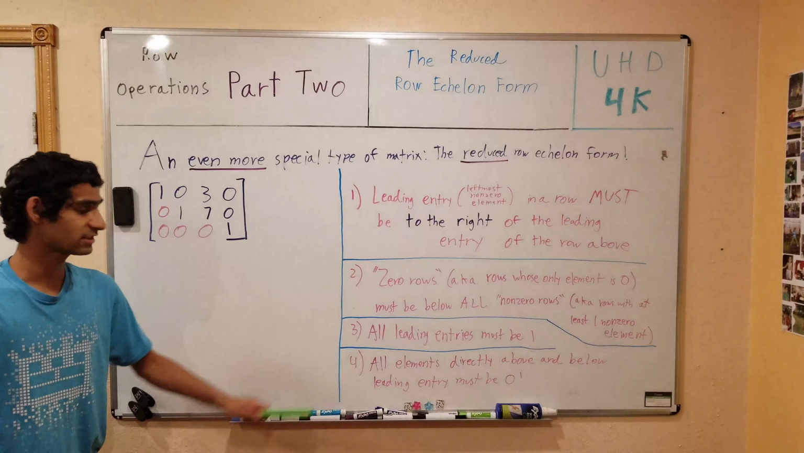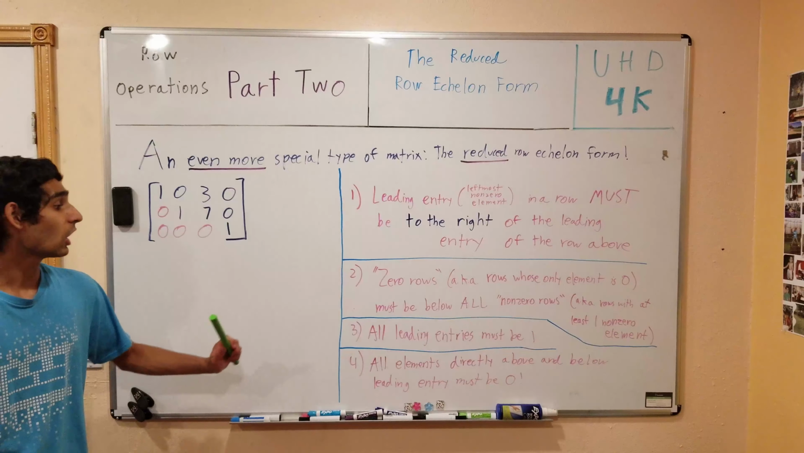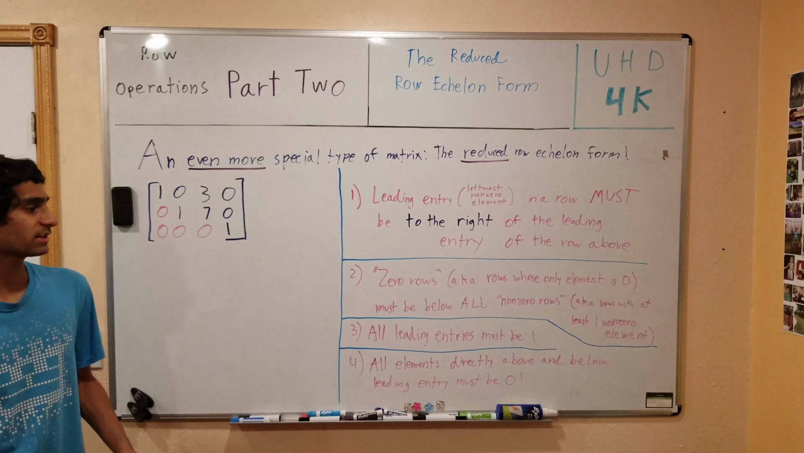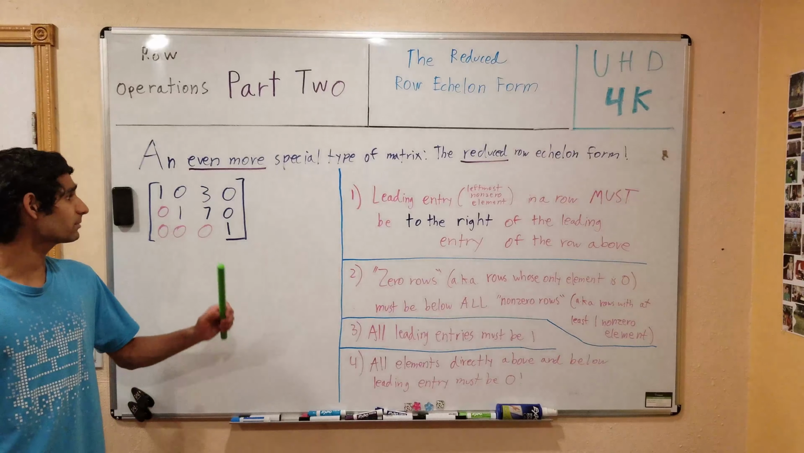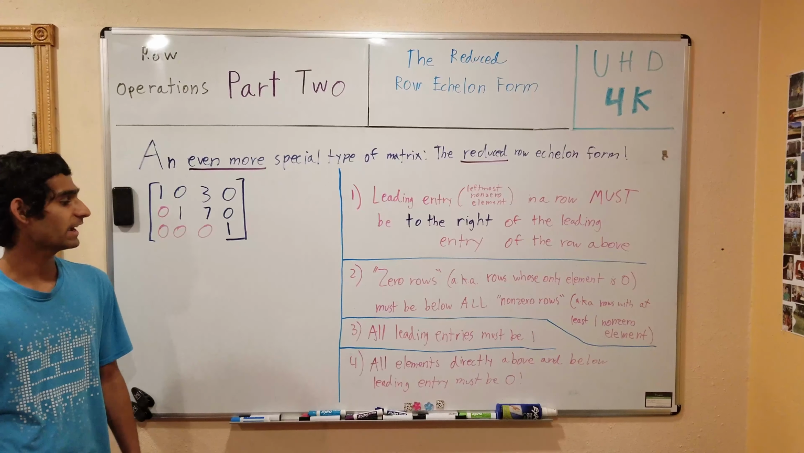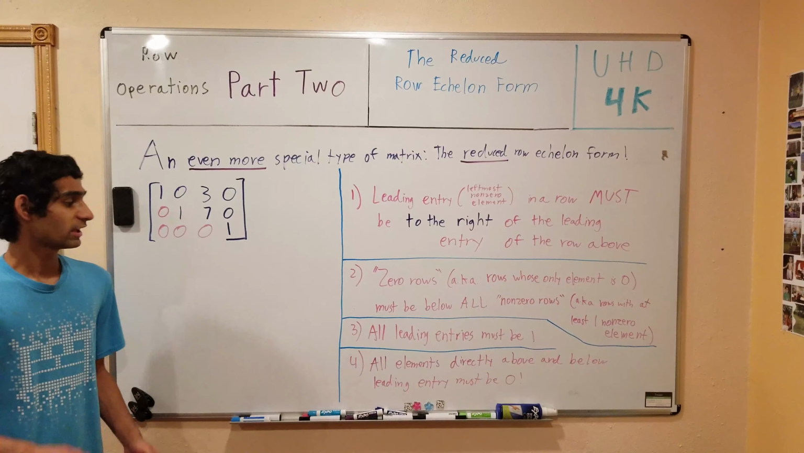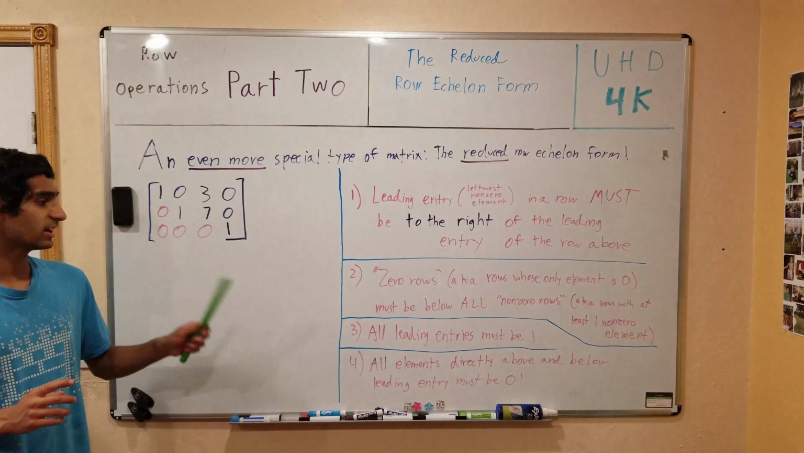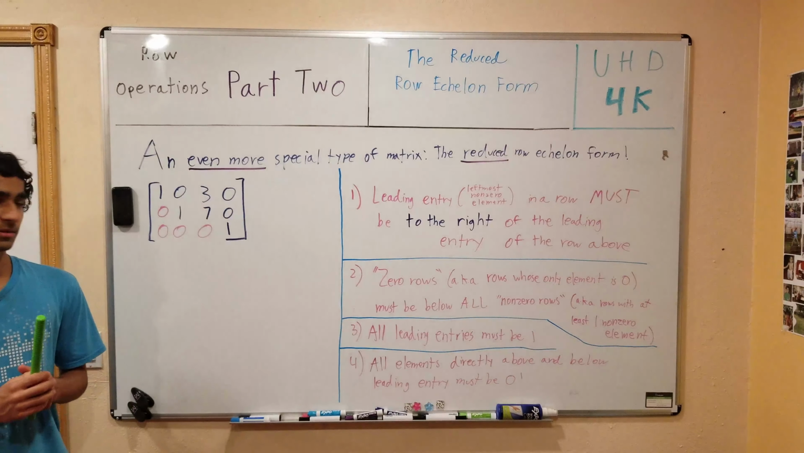But there are 2 additional constraints that we must follow. All the leading entries must be 1, which means the leftmost non-zero element in every row, the leading entry, must be 1. And number 4, every element directly above and below a leading entry must be 0.